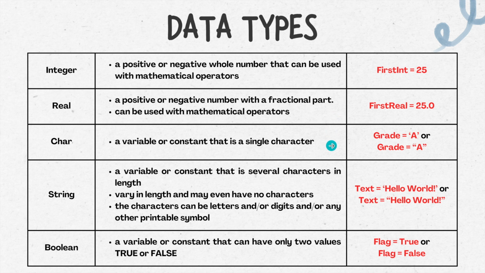The third one is char, a variable or constant that is a single character. The fourth one is string, a variable or constant that is several characters in length. Strings vary in length and may even have no characters, known as an empty string. The characters can be letters or digits or any other printable symbol. If a number is stored as a string, then it cannot be used in calculation. The fifth one is Boolean, a variable or constant that can have only two values, true or false.